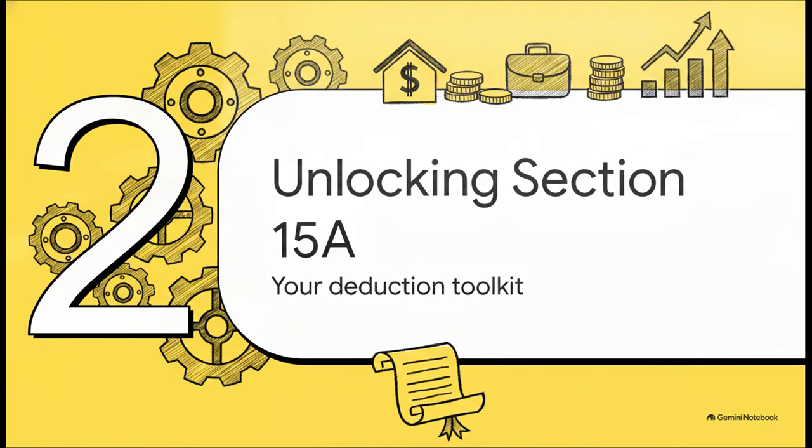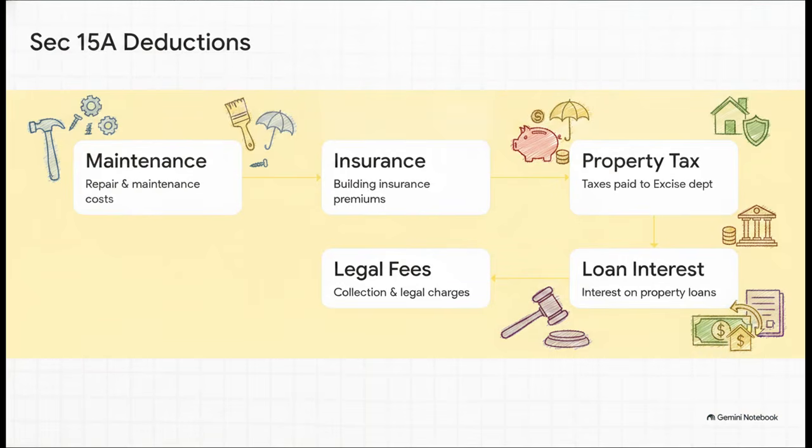Section 2. Unlocking Section 15A, your legal deduction toolkit. Now, Section 15A of the Income Tax Ordinance, this is the absolute hero of our explainer today. This section essentially treats your rental property like a legitimate operational business. Just like a real business gets to subtract its operational costs before calculating profit, Section 15A lets you deduct specific expenses from your gross rent before you ever calculate your tax.